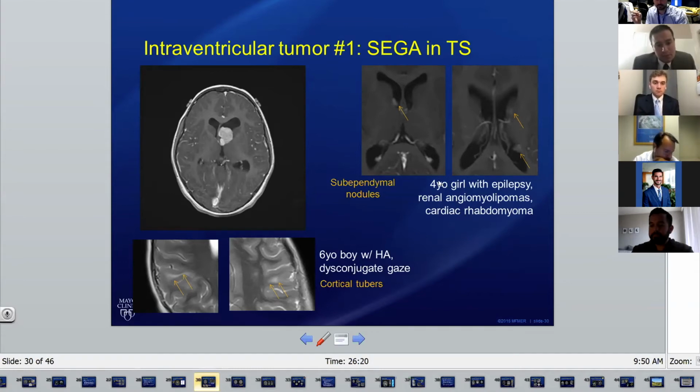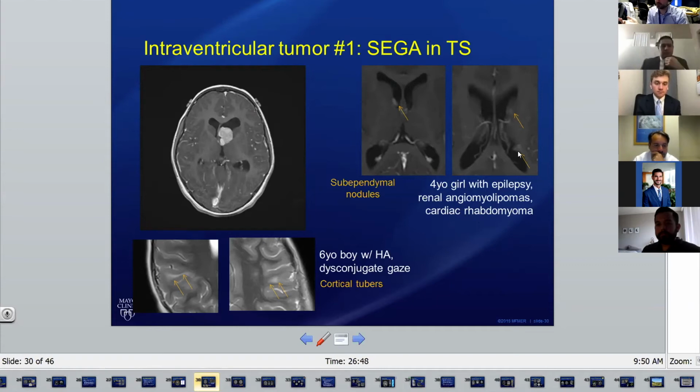On the right-hand side here are images from a 4-year-old girl who had known epilepsy as well as numerous other manifestations of tuberous sclerosis, including these angiomyolipomas of the kidneys. She had a rhabdomyoma in her heart. And she doesn't have one of these big honking tumors near the foramen of Monro, but she does have these small subependymal nodules of the lateral ventricle. She had one near the foramen of Monro on her right, and then she had two more on the left that were a little bit further away.